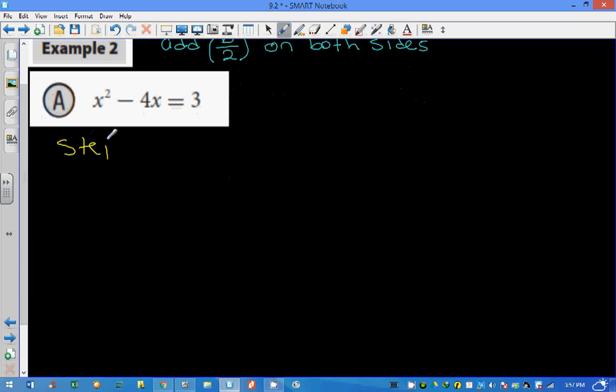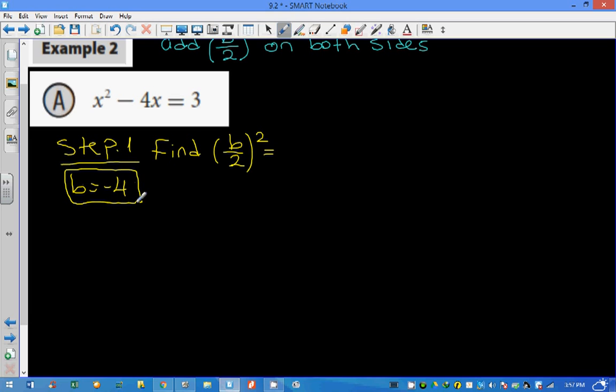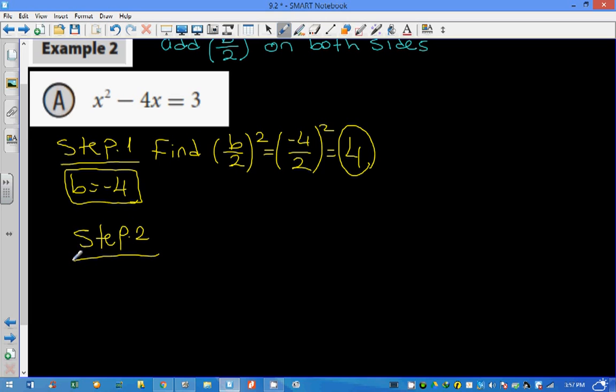Step 1, find (b over 2) to the power of 2. As you know, b equals negative 4, and it will be (negative 4 over 2) to the power of 2, which is 4. I have to add 4 on both sides. Step 2, add 4 on both sides.